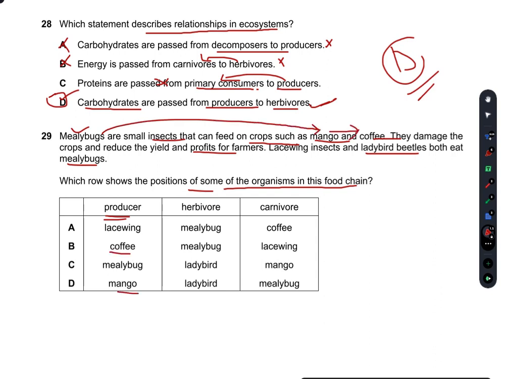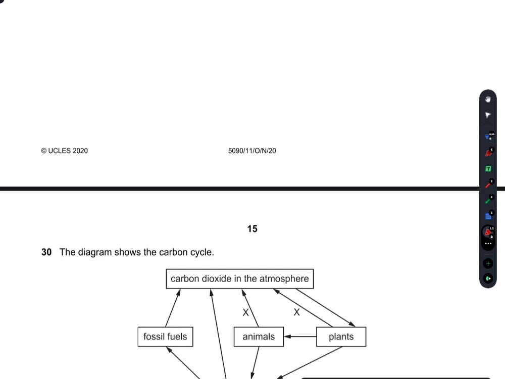So mango and coffee are producers. A and C are incorrect. Whereas the mealybug is the organism which is directly feeding on the producer, so it is a herbivore. The carnivores are the lacewing insects and ladybird beetles, which eat the mealybugs. So lacewing is a carnivore. So B is the right option here.